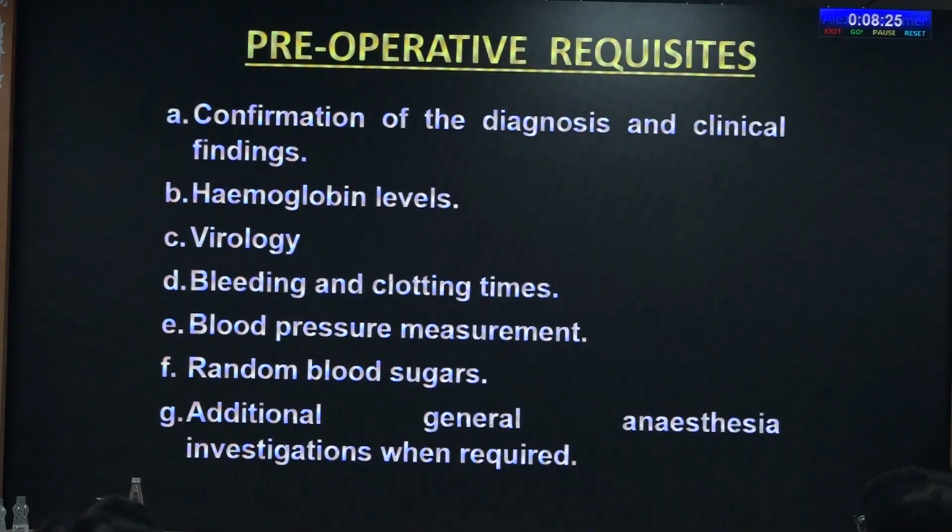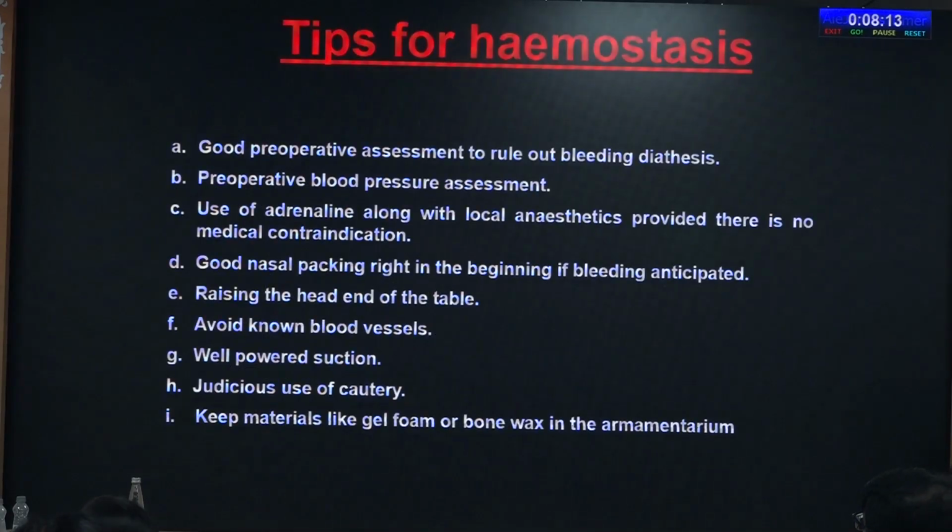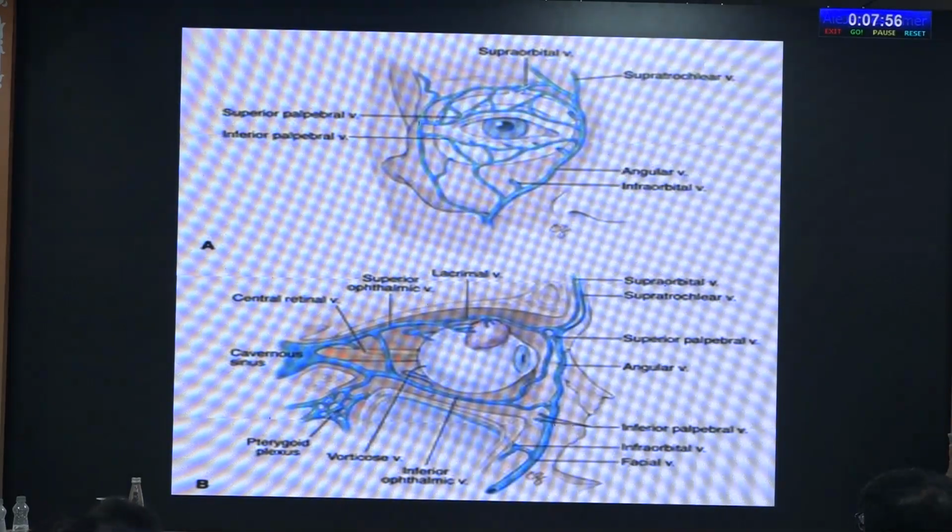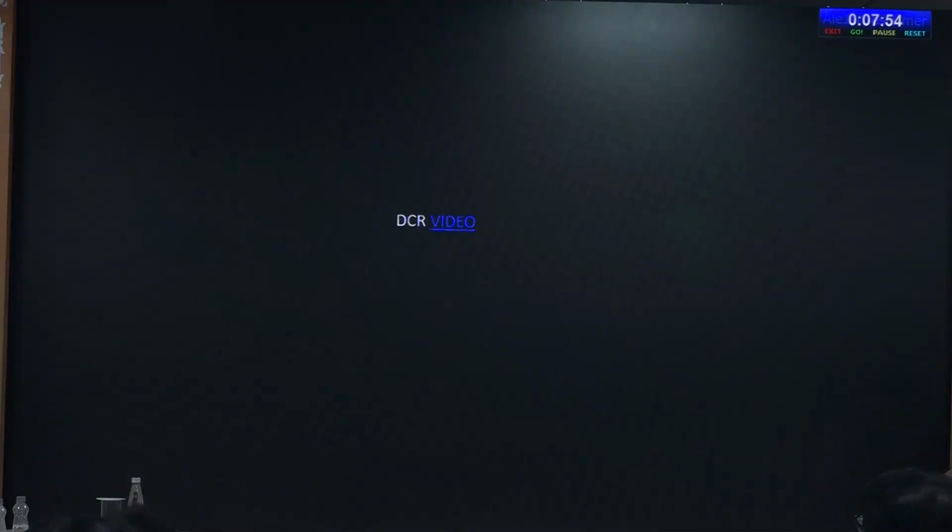Now, the preoperative evaluation, as said by Dr. Krishna Priya, like blood pressure measurement, then your virology is very, very important, and other features you need to take care of. The tips for hemostasis: check BT, CT, bleeding time, clotting time, and good nasal packing. Then you can raise the head end of the table, okay? You have to know the surgical anatomy very nicely to avoid the angular vessels. So these are the blood vessels around that area, as already spoken about. So now directly we'll go to the video.